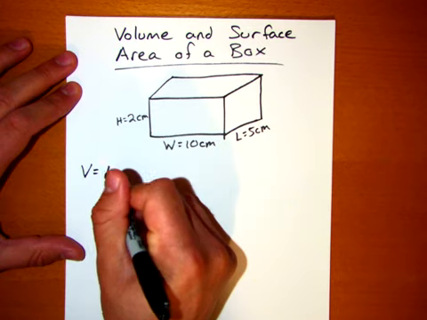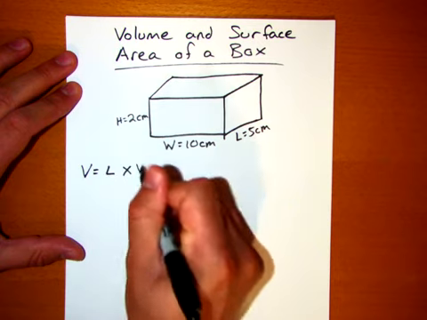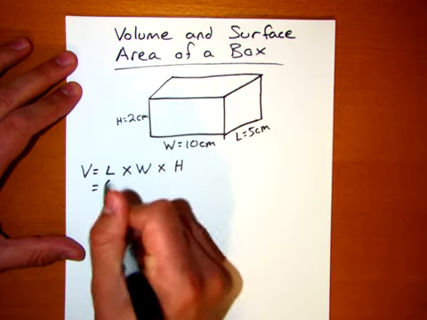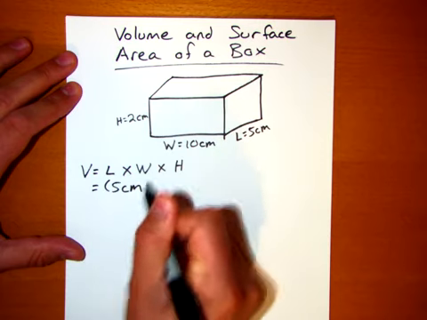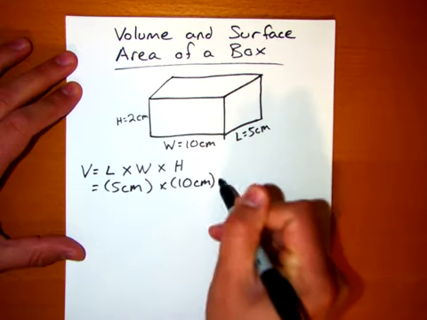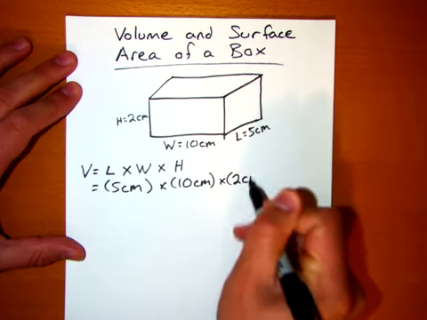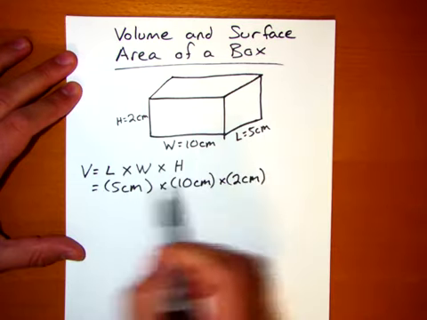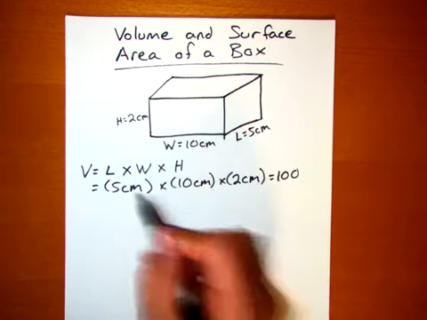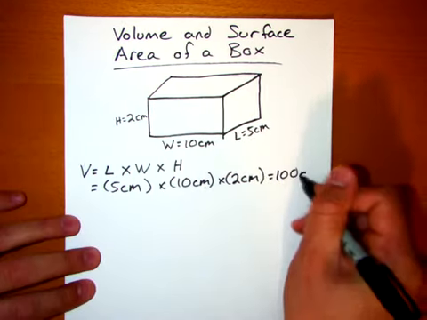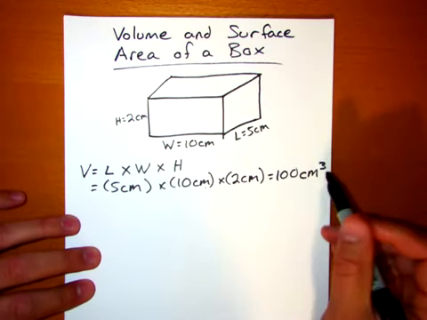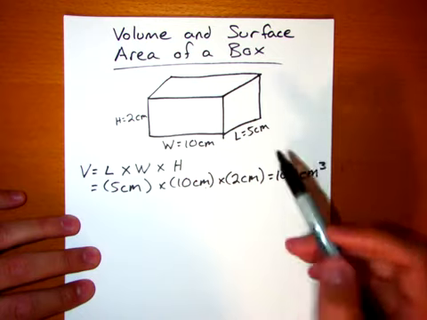And that's just going to be equal to the length times the width times the height. And that's just going to be equal to 5 centimeters times 10 centimeters times 2 centimeters, which is equal to 5 times 10 times 2, which is 100, and then centimeters cubed, or cubic centimeters. And we know it's going to be cubic because we're talking about a volume.